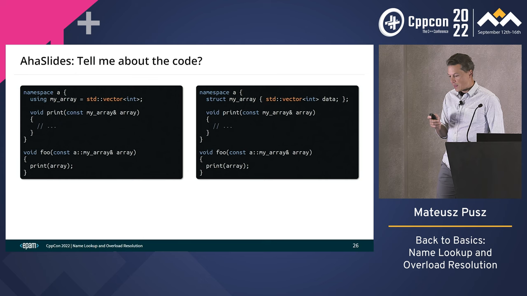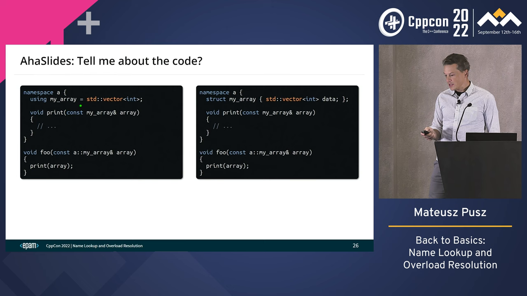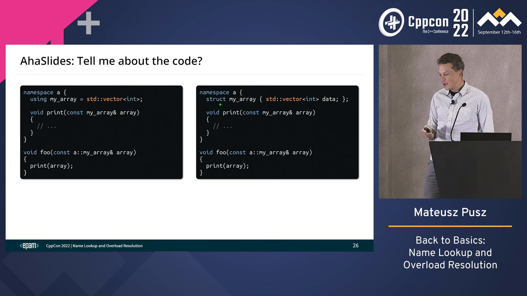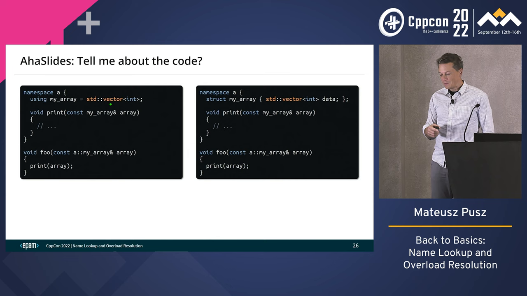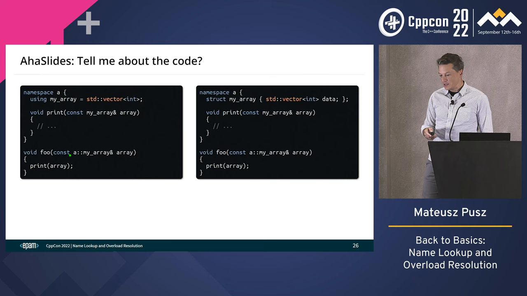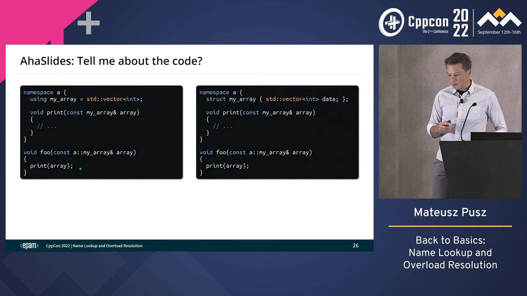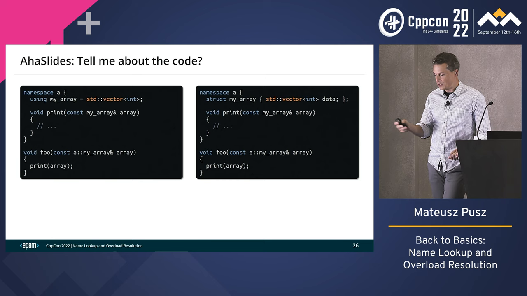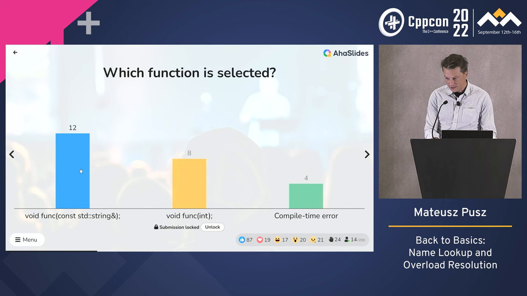All right, so now we have a tricky case, two columns, left and right. They have exactly the same code with only one difference: here we're using a struct, MyArray, that takes a vector inside, and here we're using an alias, MyArray, that basically points to a vector of integer. We have a print that takes an argument of MyArray as the first argument. And then we are passing this argument to a function in the outer namespace and calling print in an unqualified way. What do you think? What will happen with this code? Will the left and right column compile or not, and will it work correctly? Again, let's move to our slides and let's see.